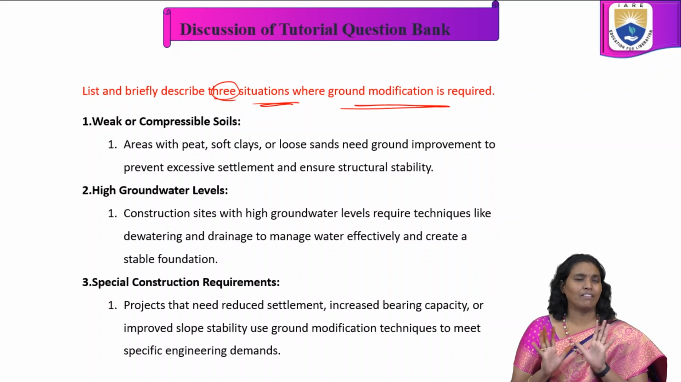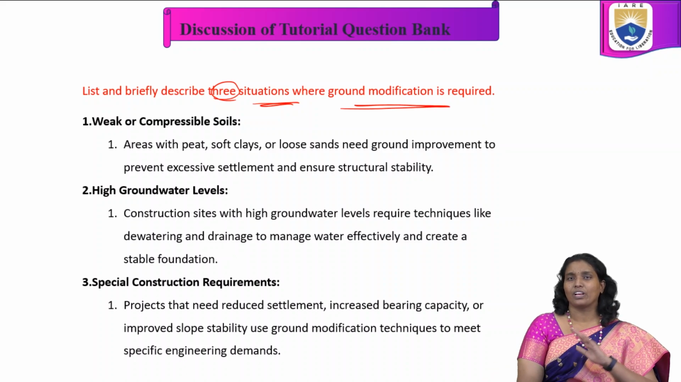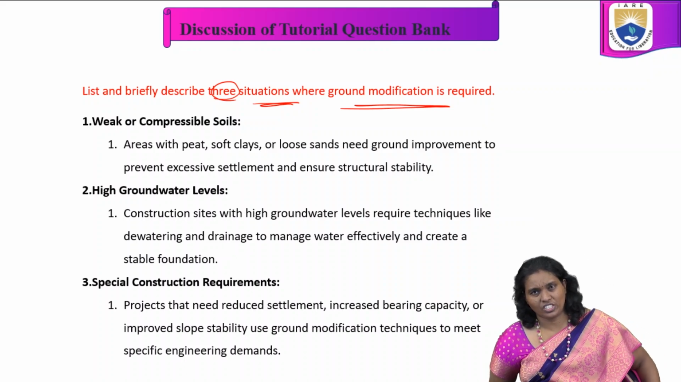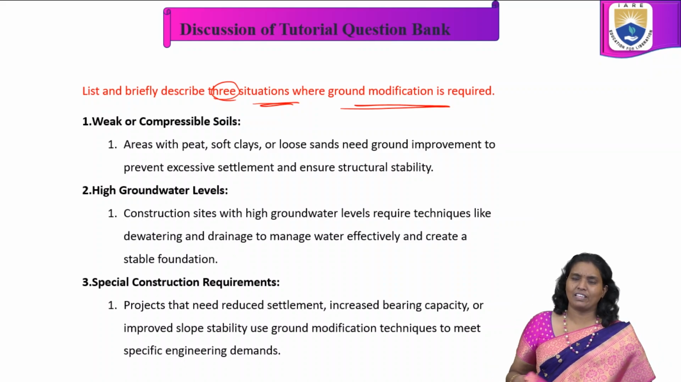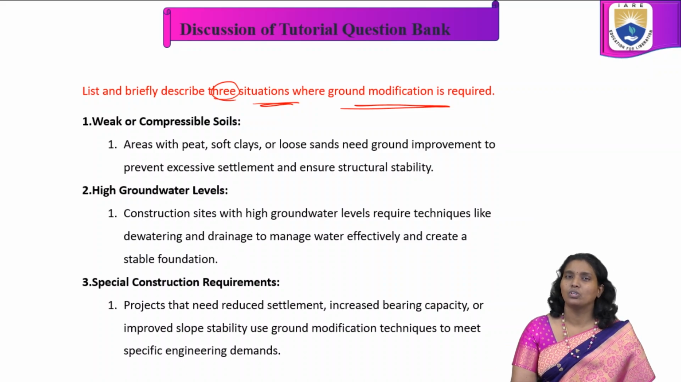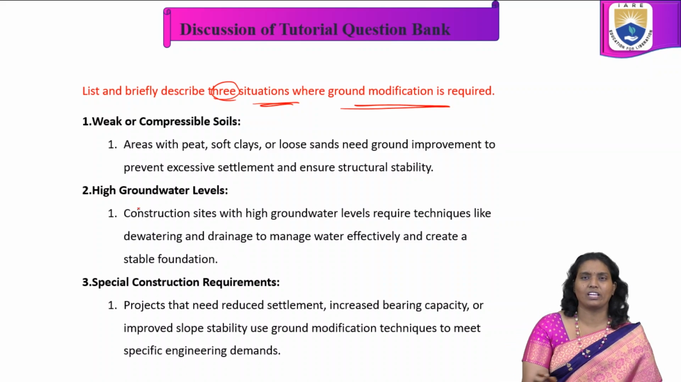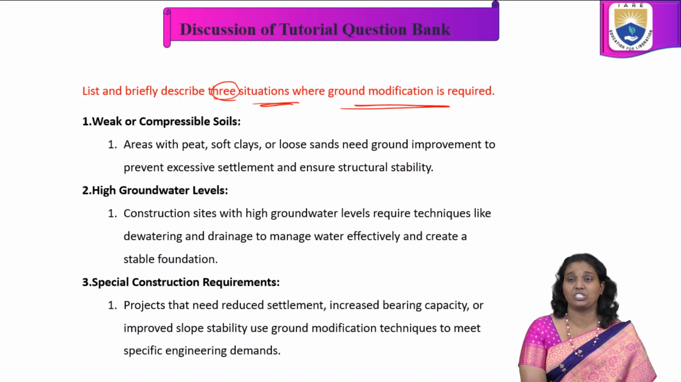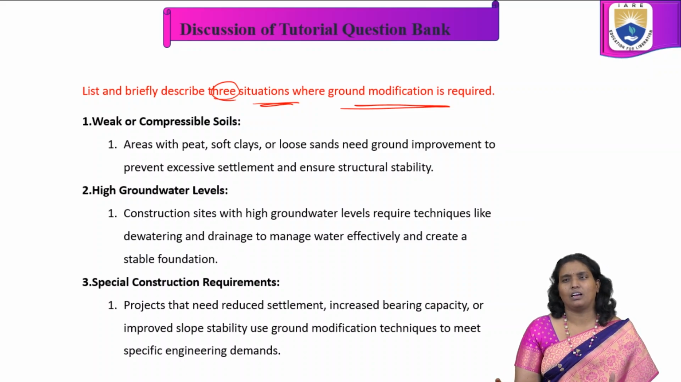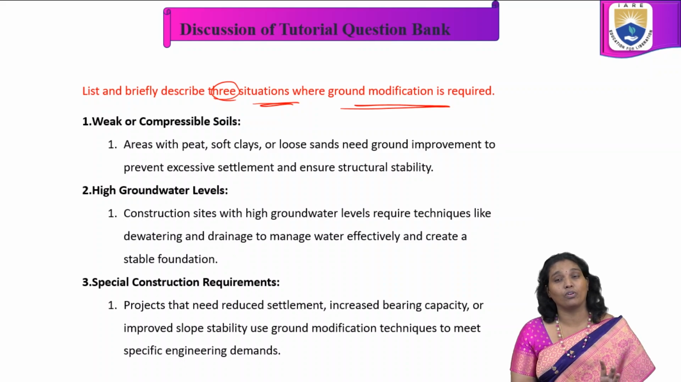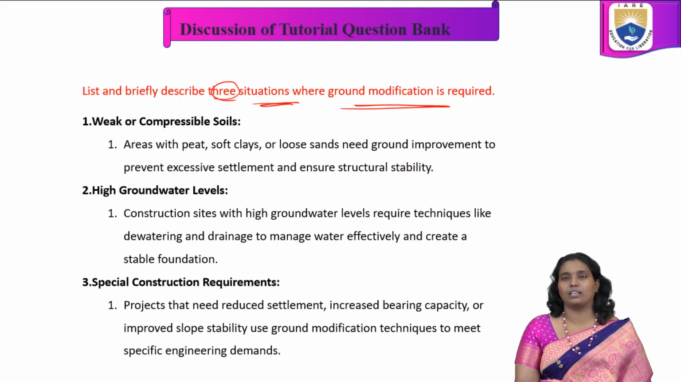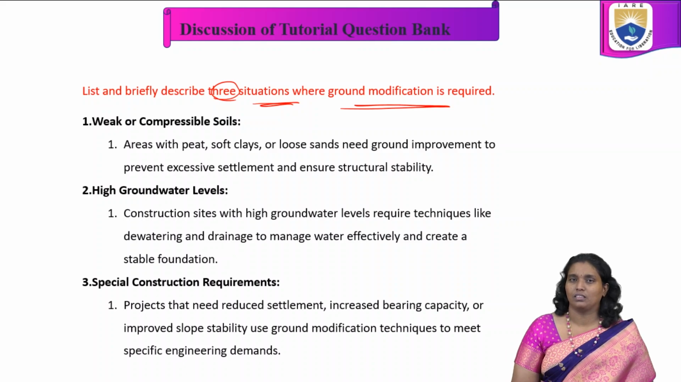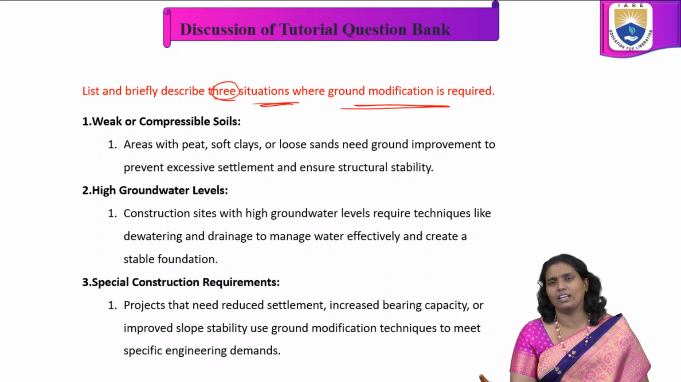Whenever complexity is there, we have to address those kinds of situations in our examination. The first is weak or compressible soils and a high groundwater level, with special construction requirements. Heavy landslides may happen, very loose soil, and fluctuating environmental and climatic conditions are also situations. I consider these 3; you may consider them in another way also.